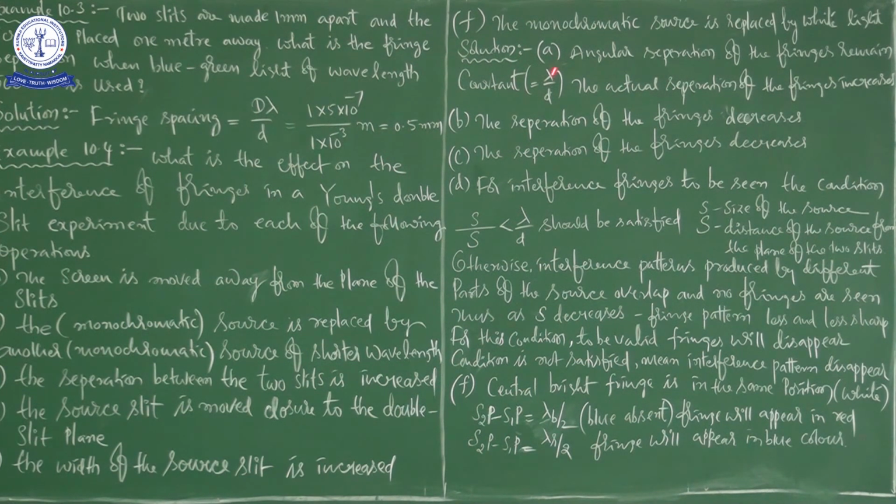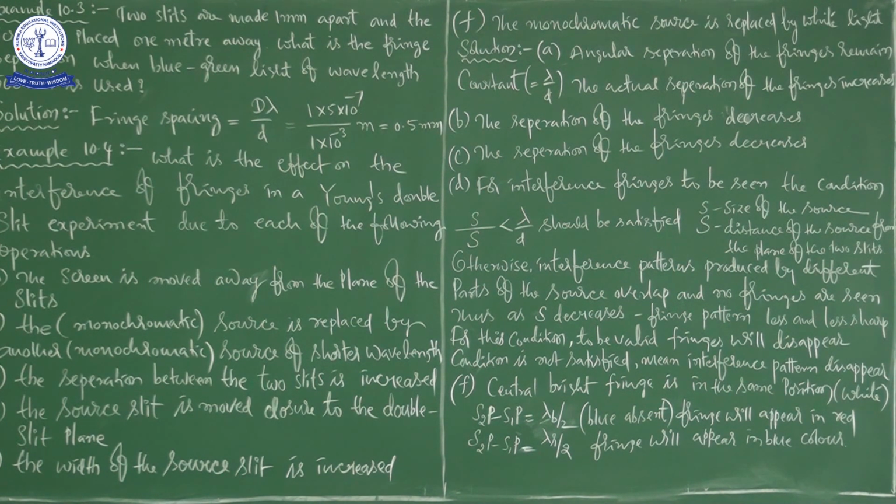Next, the last one is F. It is when the monochromatic source is replaced by white light. You know very well, white light is not monochromatic. It consists of 7 different wavelengths from violet to red. So if this monochromatic source is replaced by white light, what will happen? That is the question. See here.